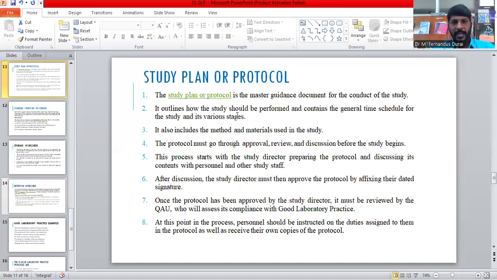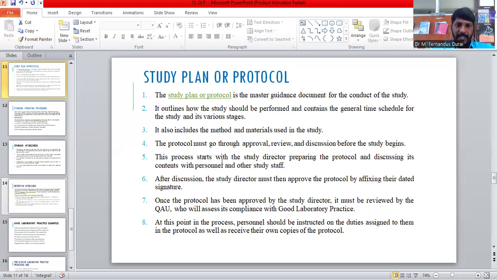which also includes the protocol. Now, what is the method used for this particular test performed? Along with the result, we should mention in the report sheet the method we used for testing this sample and instrument. And the protocol must go through approval, revision and discussion before the study begins. So before we start to perform the test, the protocol must go through approval. Okay, the test which we are going to perform in this technique, in this method.